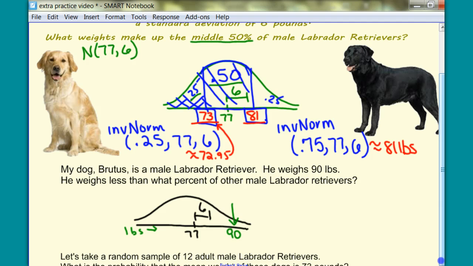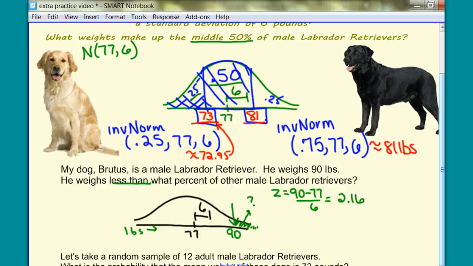Now let's figure this out. He weighs 90 pounds, is less than what percent? This area here is what it's looking for because 90 pounds is less than all those other weights. So I'm trying to find this area. Well, let's take that 90 pounds, change it to a z-score. So we'll go z equals 90 minus 77 and divide by 6. 90 minus 77 divided by 6 comes to 2.16. That's the z-score for 90 pounds.